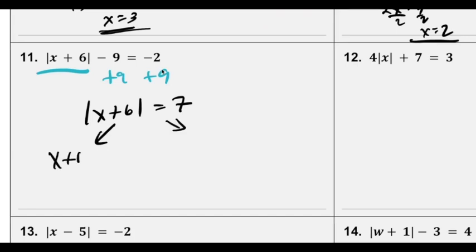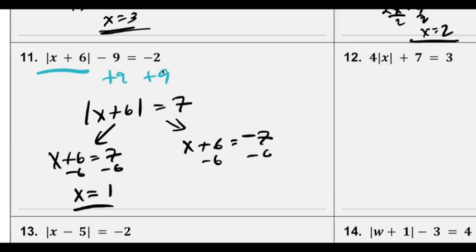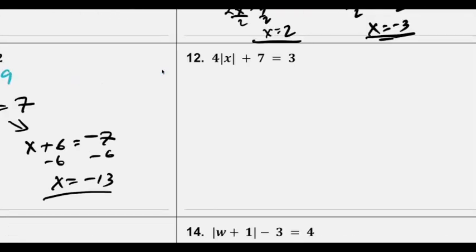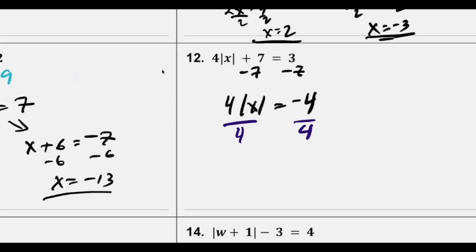So remember, 1 you keep it exactly the same, and 1 you negate the other side. Minus 6, x equals 1, minus 6, x equals negative 13. There. Over here, subtract 7 from both sides. You get 4 absolute value of x is equal to negative 4. And in this case, well, let's follow along. Let's divide by 4. Get isolated first. And now you see it equals negative 1.